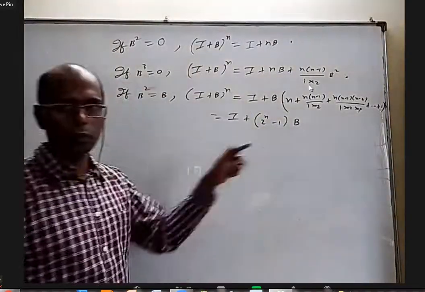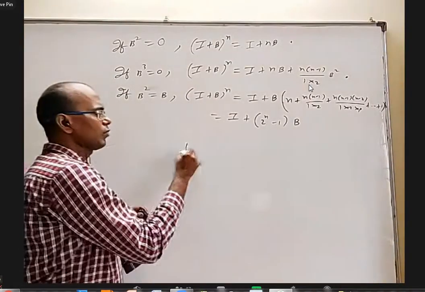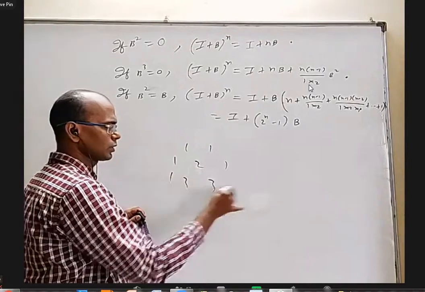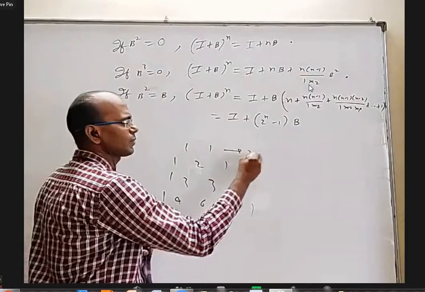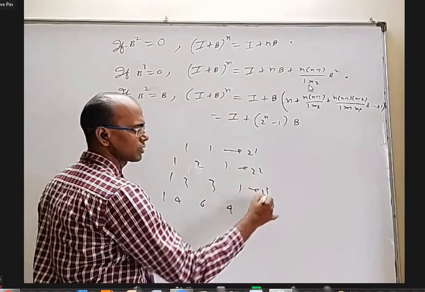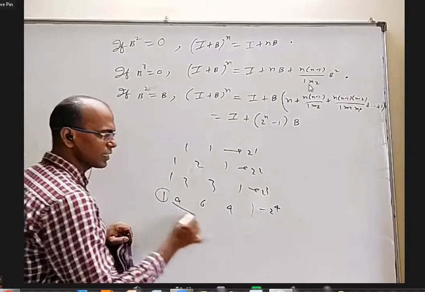Now, what I'm saying is, time is a little short. We have 1, 1, 1, 2, 1, 1, 3, 3, 1, 1, 4, 6, 4, 1. I said this sum is 2 power 1, this sum is 2 square, this sum is 2 cube, this sum is 2 power 4. Right? If I neglect this, what is the sum of all these things?